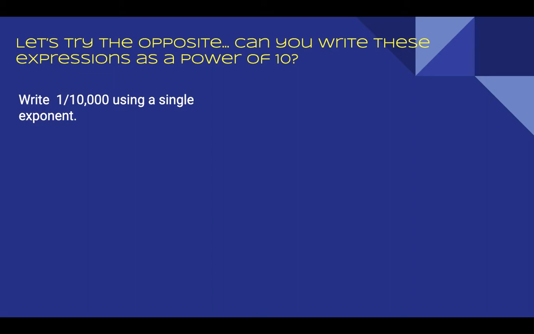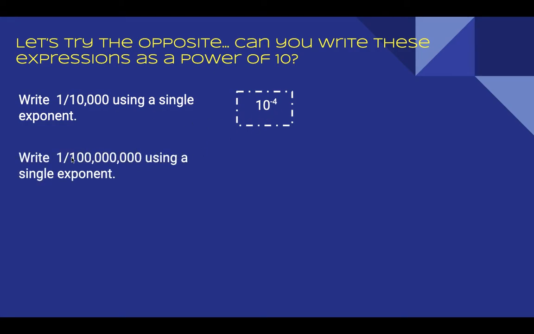So when we see this as a fraction, this should tell us we're writing this with a negative exponent. So how do we know? We count how many zeros are after the 1. So 1, 2, 3, 4. So it tells us it's going to be 10 to the negative 4th power.